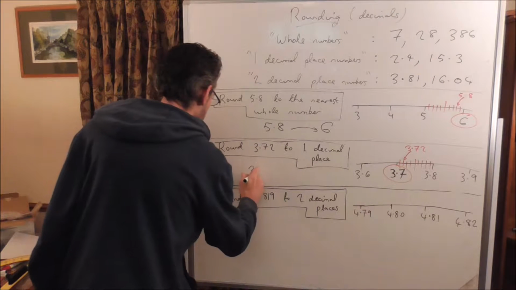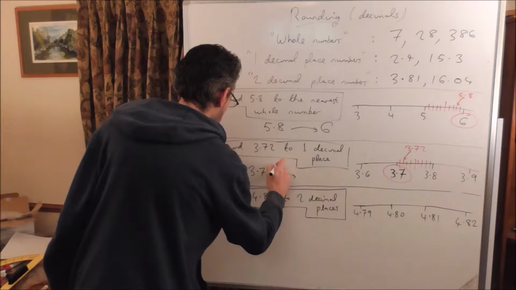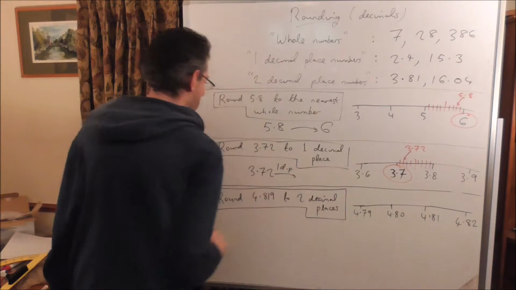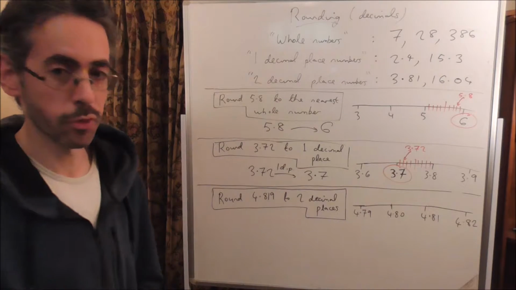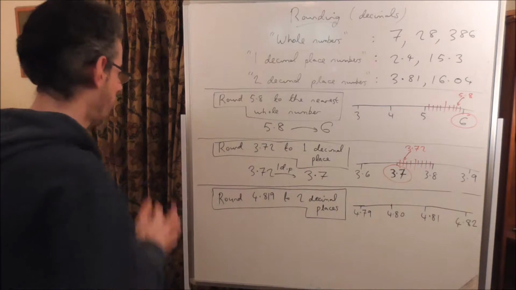So I'm going to write 3.72 rounded to one decimal place. So let's write 1 dp, one decimal place is 3.7. That's the one decimal place number it's closest to. Right, let's move on to the next one.